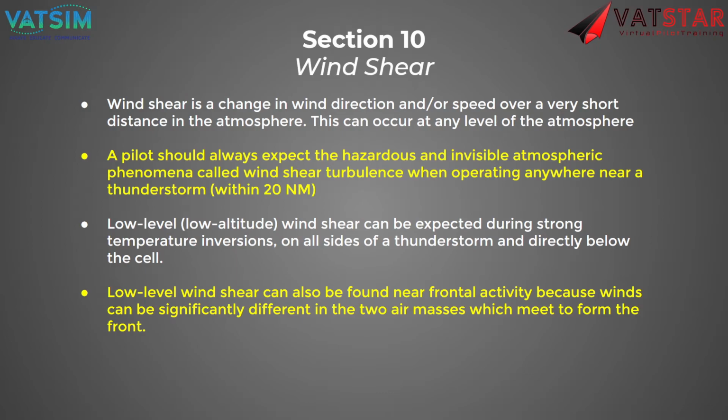Low level wind shear can also be found near fronts, so cold fronts, warm fronts, because when crossing a front, you're actually getting a difference in pressure and wind because you're changing over to a different air mass. So because of that, the wind is shifting direction, and henceforth you're getting wind shear. Does that kind of make sense to everybody? Yeah. Awesome. Okay.